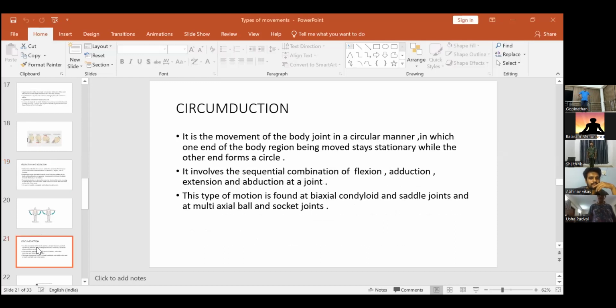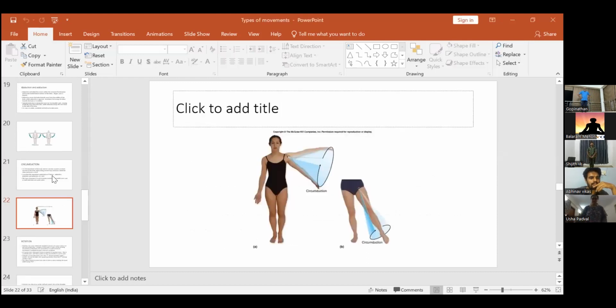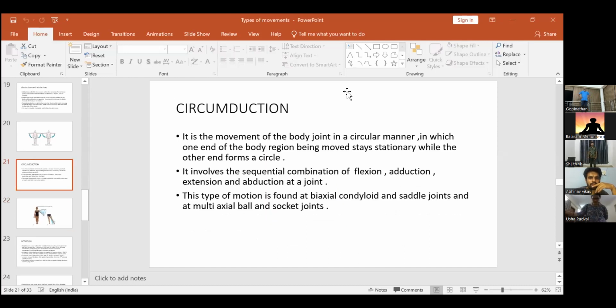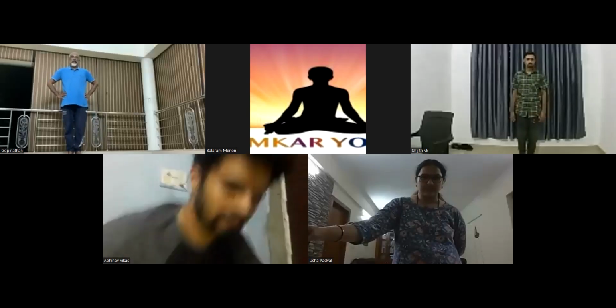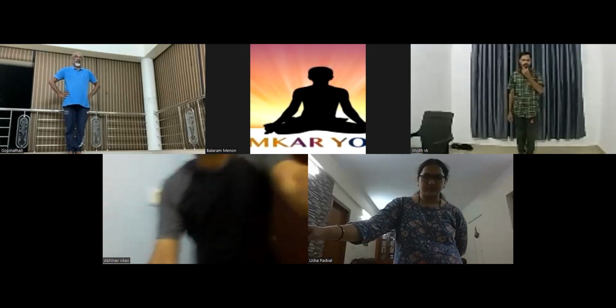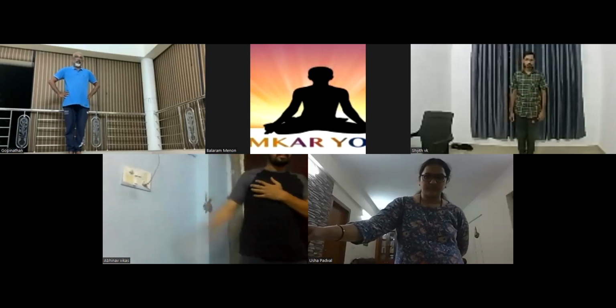Next comes circumduction. Circumduction is a movement of a body joint in a circular manner in which one end of the body region stays stationary while the other end forms a circle. If you see, this is called circumduction. Anything moving like a circle.